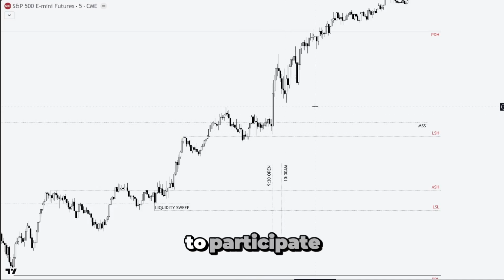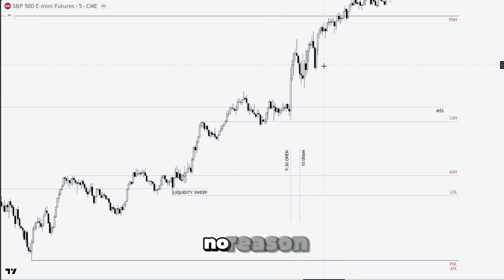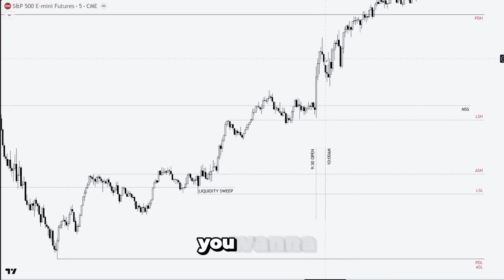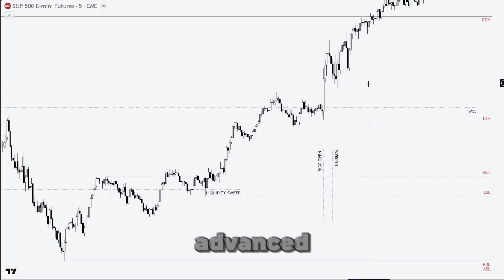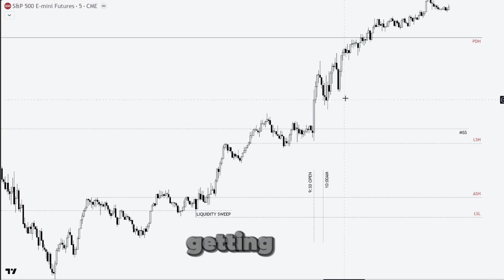You don't have to participate in this day. There's no reason that you need to. You want to stick to one model, one set of rules in the beginning, and you want to master those things. This is a little more advanced as far as getting into this kind of a trade and then following it to target.